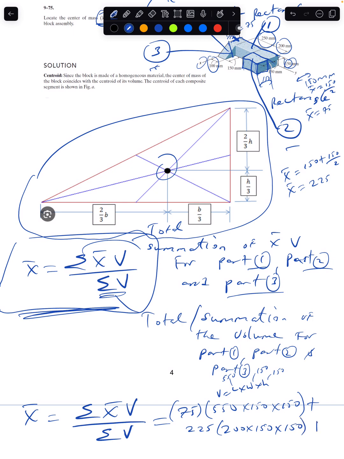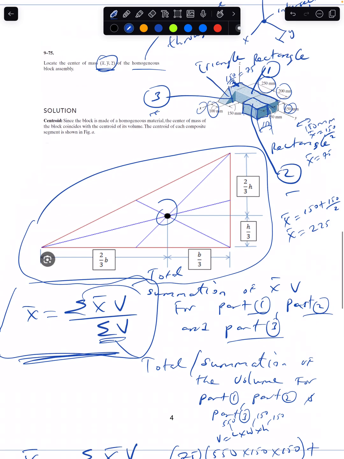And plus, I move to my last part, which is part 3. And part 3 is a triangle. The triangle is actually from here to here. This is the triangle. So let me try to project the triangle so you can see. The triangle starts from here, and that's the triangle.